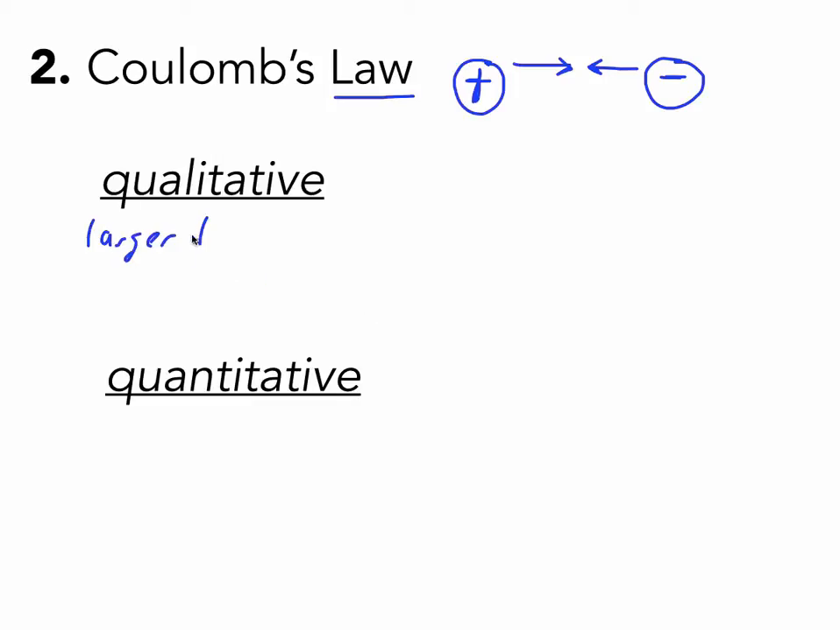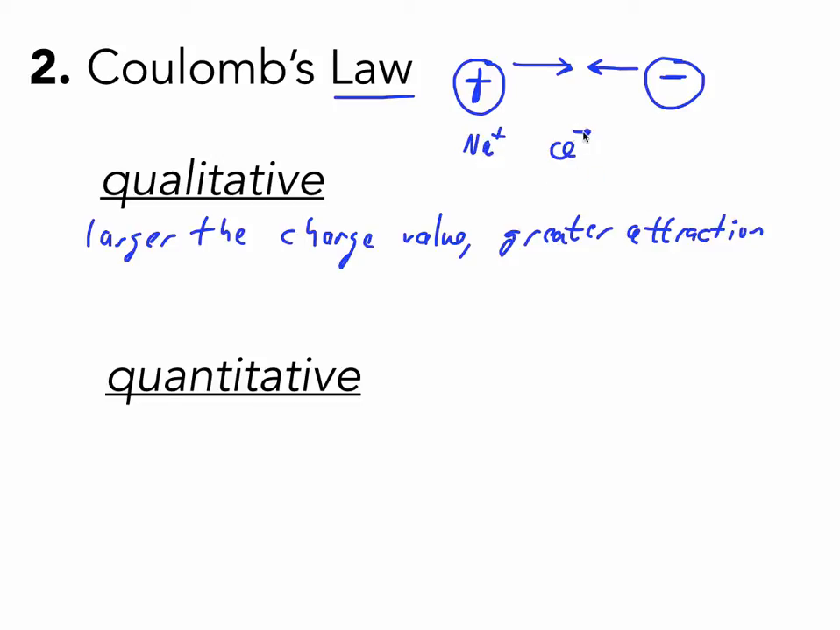So the larger the charge value, the greater the attraction. Makes sense. If you have something, let's say like Na plus and Cl minus, and then you have something like Ca 2 plus and O 2 minus, okay, you're going to have a larger force of attraction between the calcium and the oxygen simply because you have a larger charge value, plus 2 and minus 2.